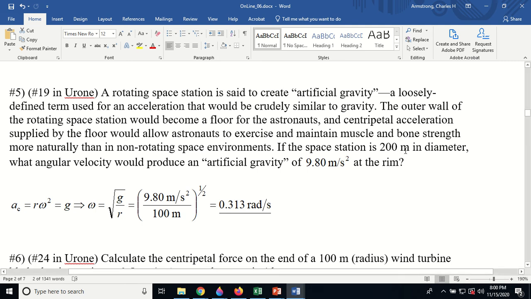So we have to spin that thing at 0.313 radians per second. Once you get it up there and you start spinning it, there's nothing to slow it down. So you would just keep spinning at that rate forever and ever via Newton's laws of motion.